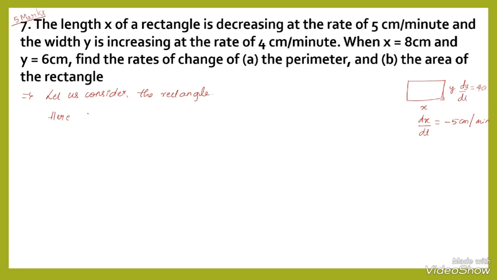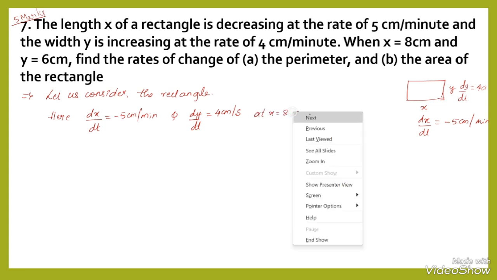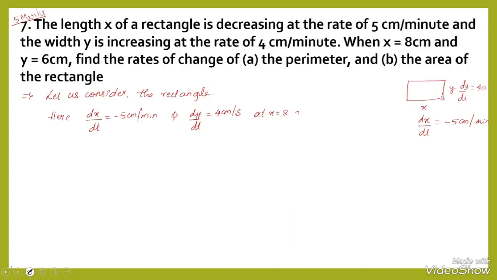Here, the length is decreasing, that is dx by dt is equal to minus 5 centimeter per minute, and dy by dt, the width is changing at 4 centimeter per second, at x equals 8 centimeter and y equals 6 centimeter. Now, first I have to find the perimeter.